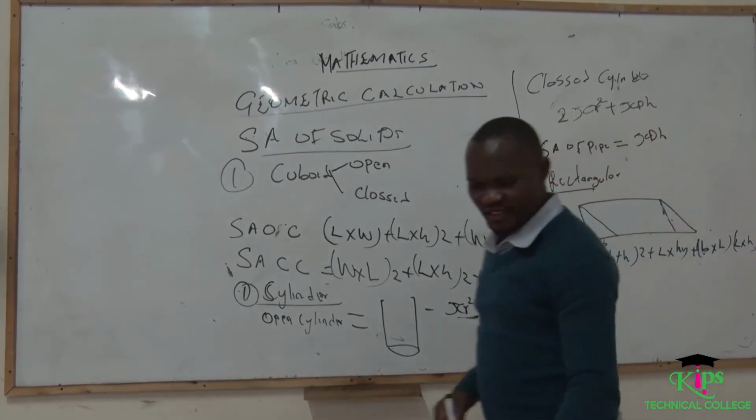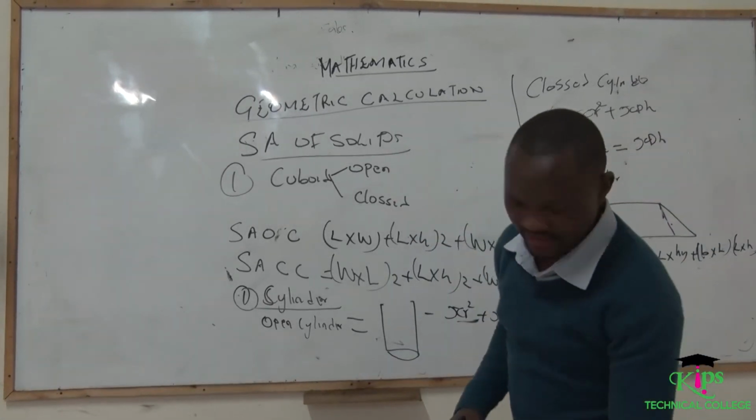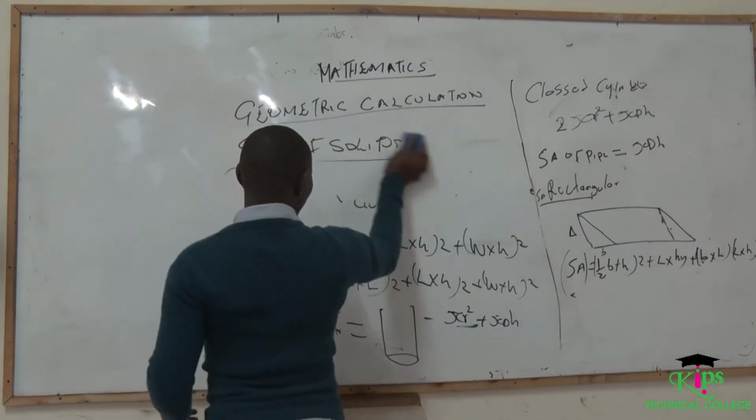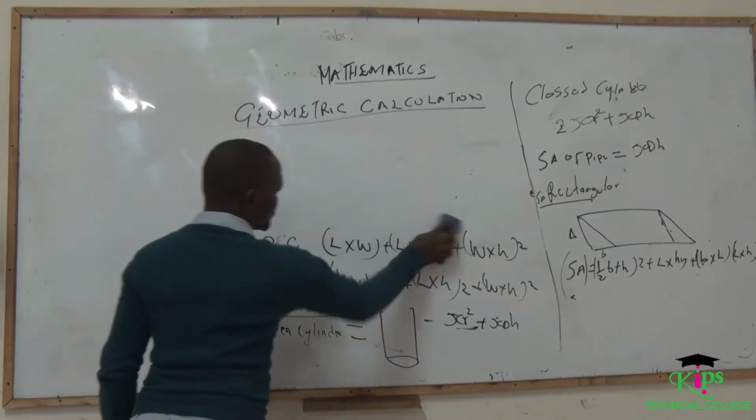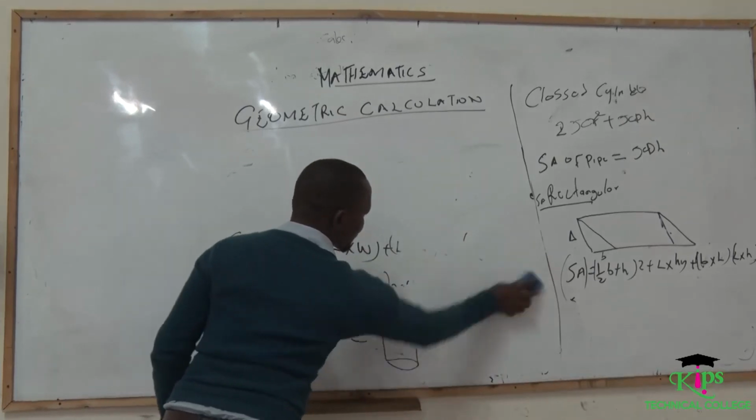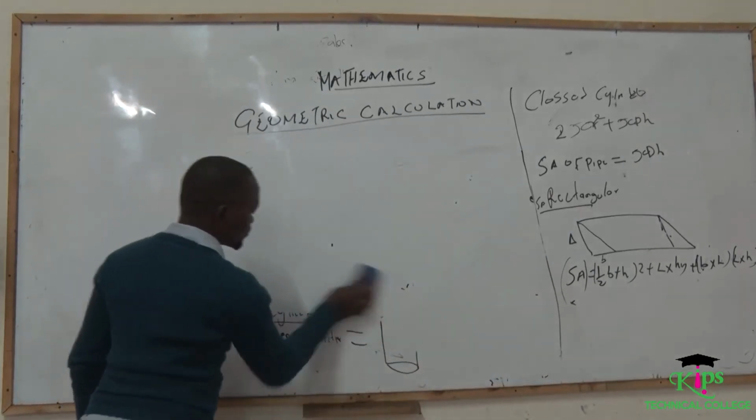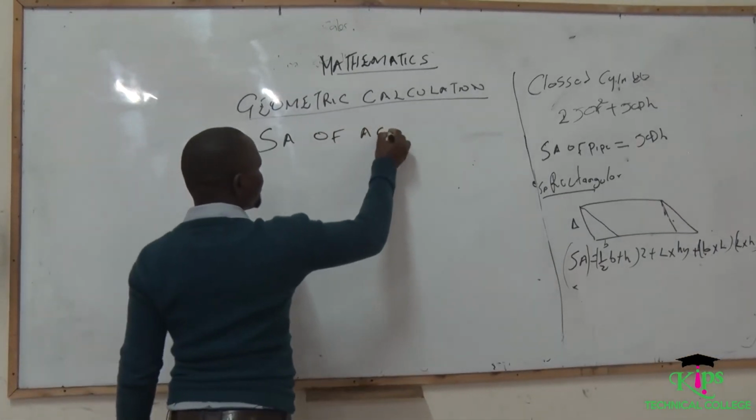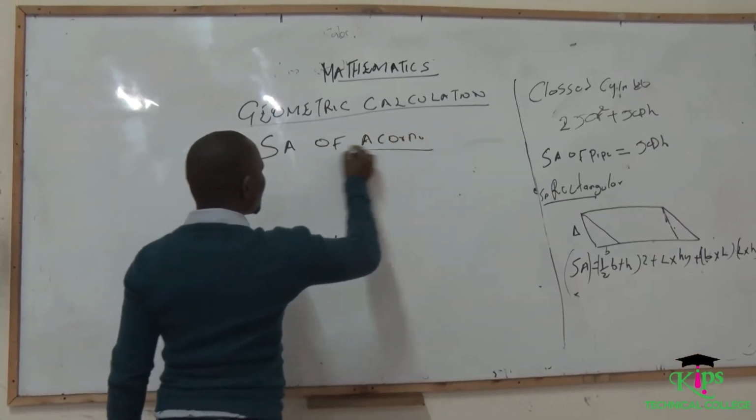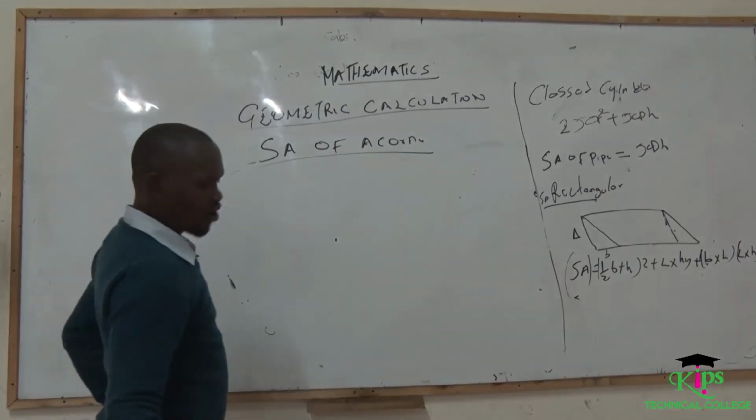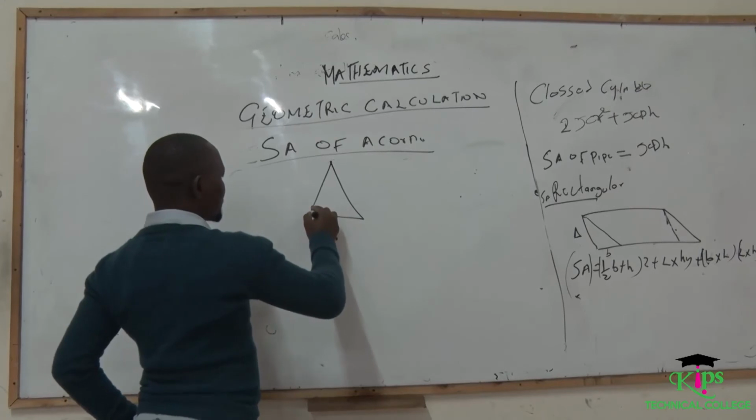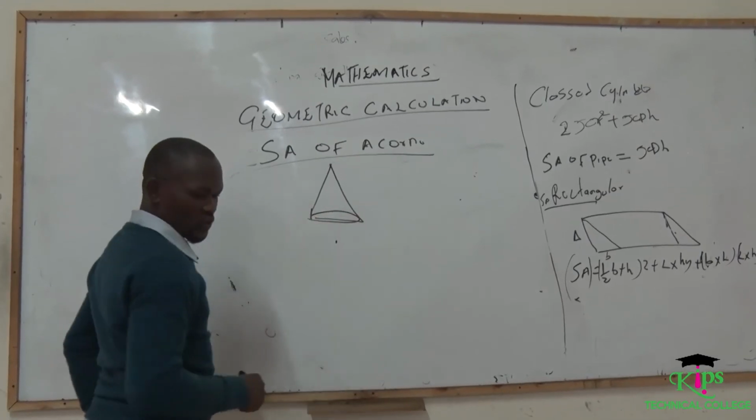Another solid that we can be told to get the surface area of is the cone. Surface area of a cone. For us to get the surface area of a cone, this is how a cone looks like.